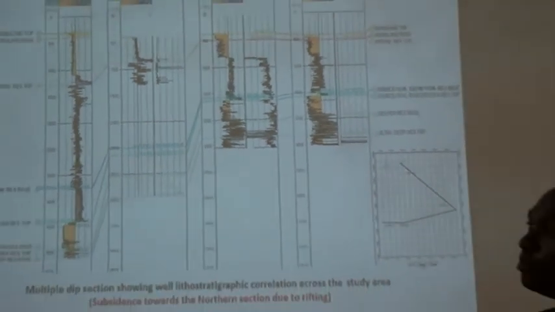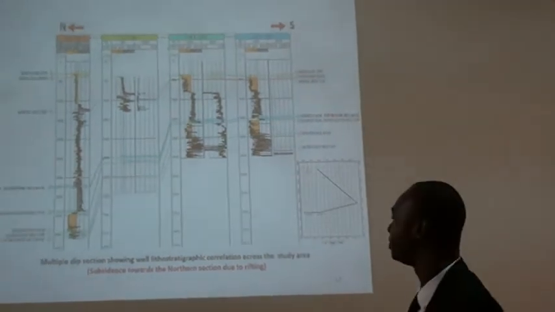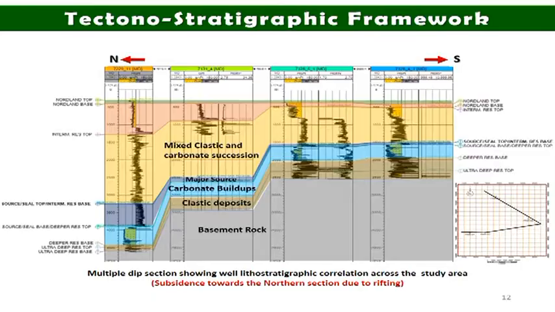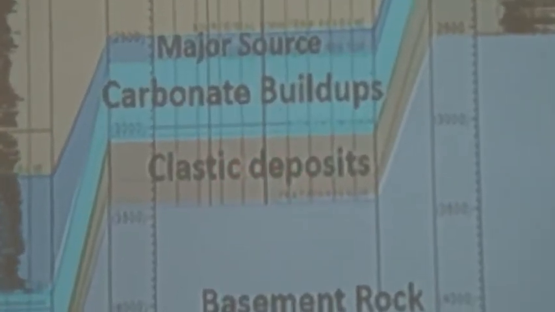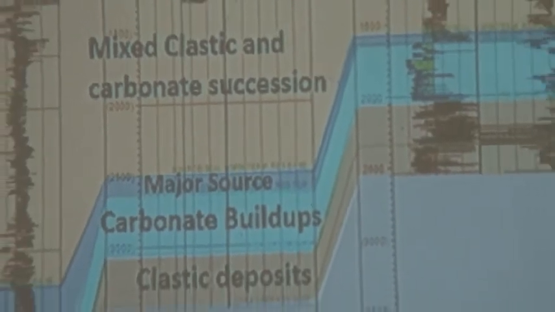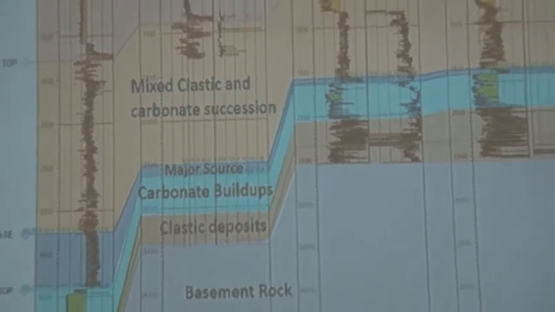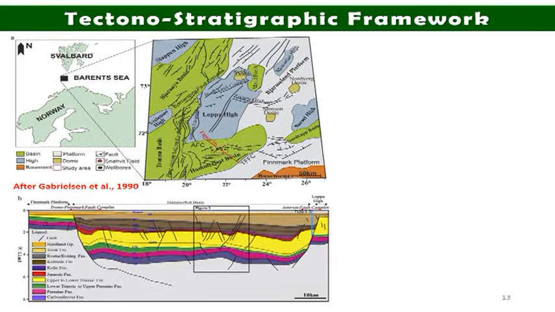Now, taking a lead from the stratigraphic framework described in paleogeography, at the base here, we have the basement rock, overlaid by an initial clastic deposit, which in turn is overlaid by a carbonate buildup. Above the carbonate buildup, we have our Harvest Formation, which consists basically of marine shales and represents our major source rock. Above this unit, we have a mixed clastic and carbonate succession.